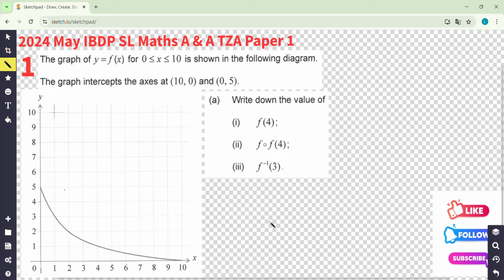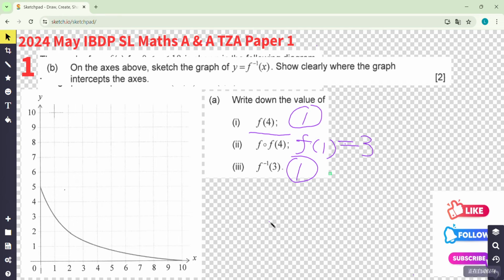The first one is a basic question. Write down f(4). So f is here, and the 4 is 1. So you find out f(4) first, and f(4) is 1, so find f(1). When x is 1, you can see y is 3, so it is 3. Last one, the inverse of 3: y is 3 and then x is 1, so it is 1. So that is the answer.